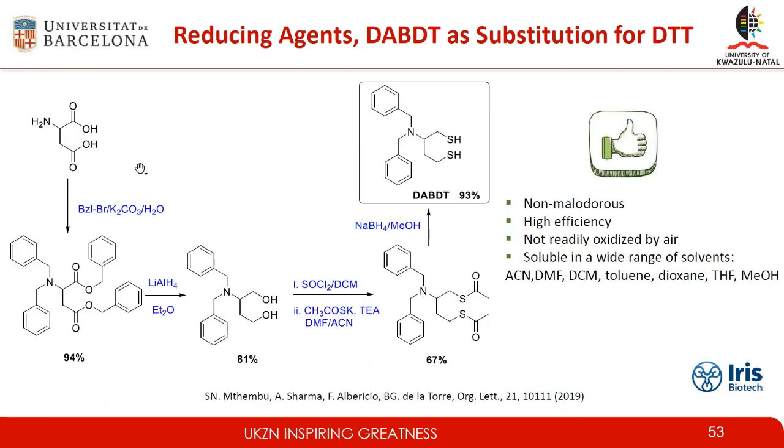And using aspartic acid, SNI, the same student that is working with THP, prepared this new reducing agent. She performed a polybenzylation, with 2 benzyl groups attached to the amine group, making 2 benzyl esters. Then, with this bis ester, reduce both to the alcohol, convert the alcohol to chlorides, react with potassium thioacetate, and finally reduce these thioesters to the 2 thiols.